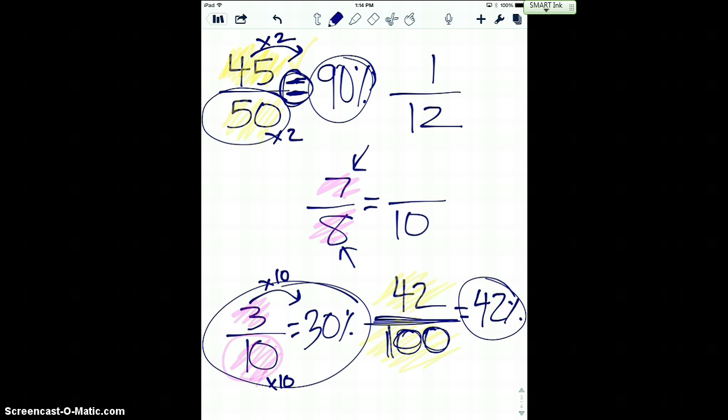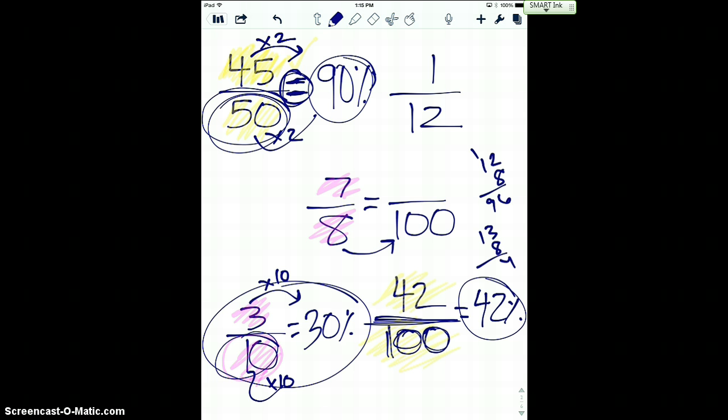So here, why is this one considered more difficult? Well, because this one I was able to see 50 times 2 is 100. Here I was able to see 10 times 10 is 100. Off the top of your head, is 8 times a whole number going to be 100? Let's see, 8 times 10 is 80. 8 times 11 is 88. I'm getting closer. 8 times 12 is 96. 8 times 13 is 104. So 12 was too little, 13 a little too much. So it's somewhere between 12 and 13.